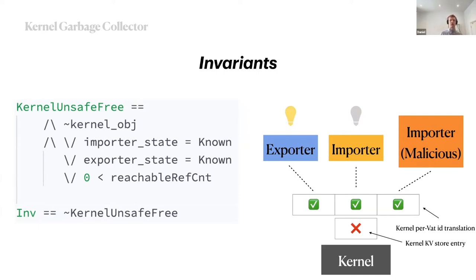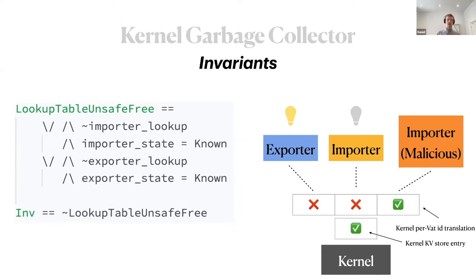An extra kind of variable that we use is the reachable ref count. So we want to check the case that even if the exporter and importer states are correct, we still want the ref count to be correct, because this might differ: the ref count is on the kernel logic and the state is on the VAT logic. So we need to check for any discrepancy there.